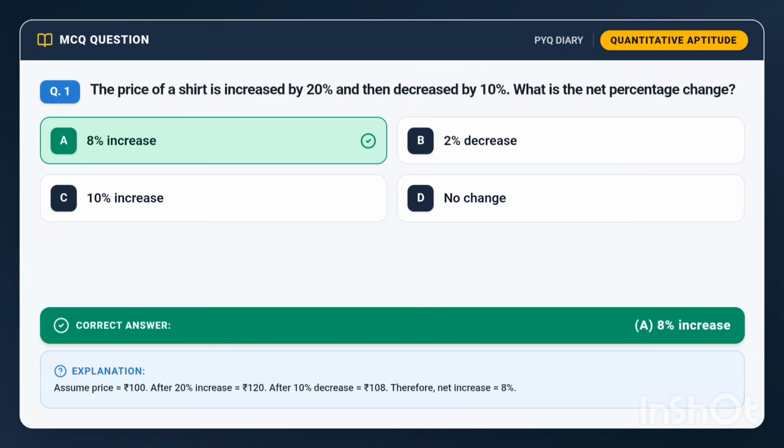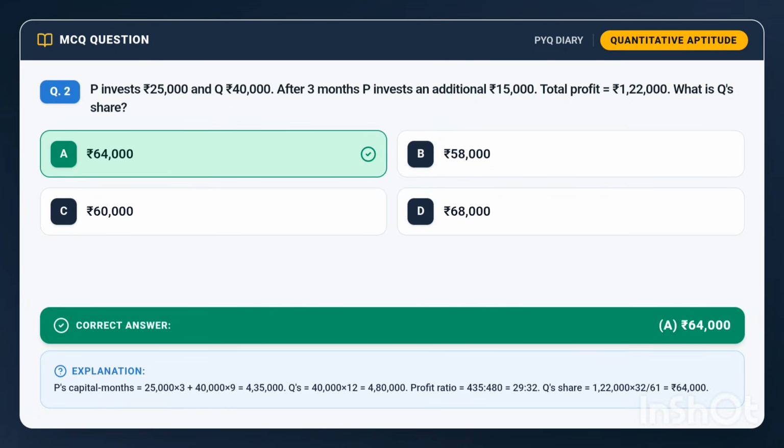Question number 2. P invests 25,000 rupees and Q invests 40,000 rupees. After 3 months, P invests an additional 15,000 rupees. If the total profit is 122,000 rupees, what is Q's share? Your options are A, 64,000 rupees, B, 58,000 rupees, C, 60,000 rupees, and D, 68,000 rupees. The correct answer is option A, 64,000 rupees.